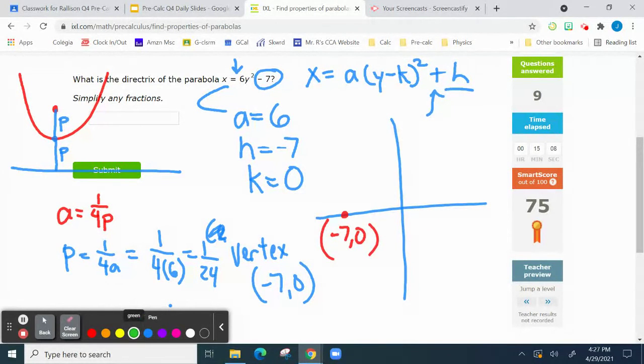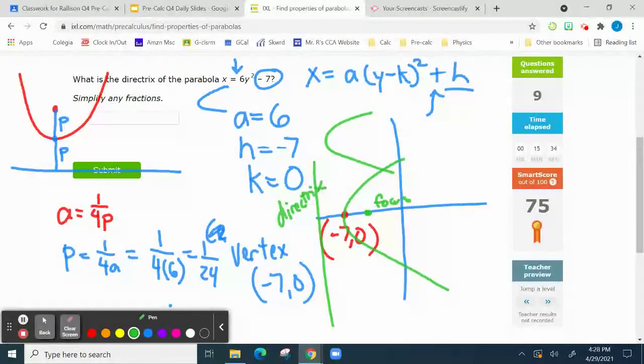We have a parabola. We already established that it goes this way, right? It opens up to the right, which means the directrix has to be over here. And the focus, that's the focus. And this is the directrix. Has to be over there. And the distance here, that distance is P, right? So the focus is at -7, right there, right?